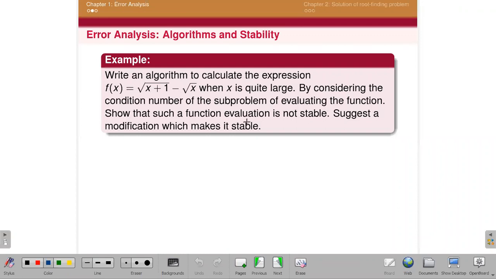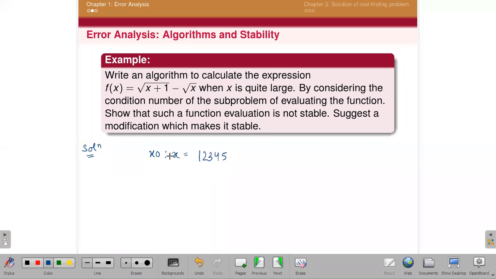Show that such a function evaluation is not stable. So the algorithm you will create will not be stable, and that you have to show. Then suggest a modification which makes it stable. So first I will write the algorithm. What is the algorithm for this function? First of all, I'm taking x naught, meaning I have to take any large number. Here I can take 10,000, or I can take 1, 2, 3, 4, 5, meaning I'm taking 12,345. This is quite a large number. You can take 1,000 also.